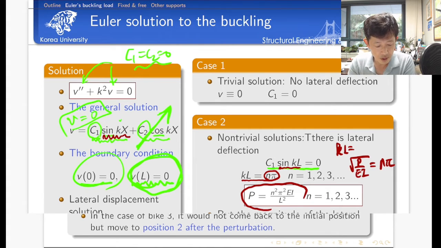To determine the C1 value here, we need to carry out a large deformation analysis. This is much more complicated, and it is out of the scope of a mechanics of materials class, and also out of the scope of our discussion in undergraduate courses.